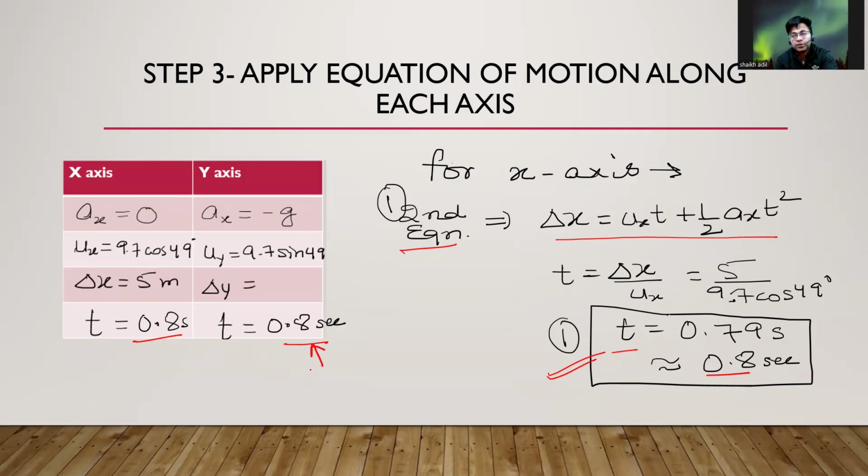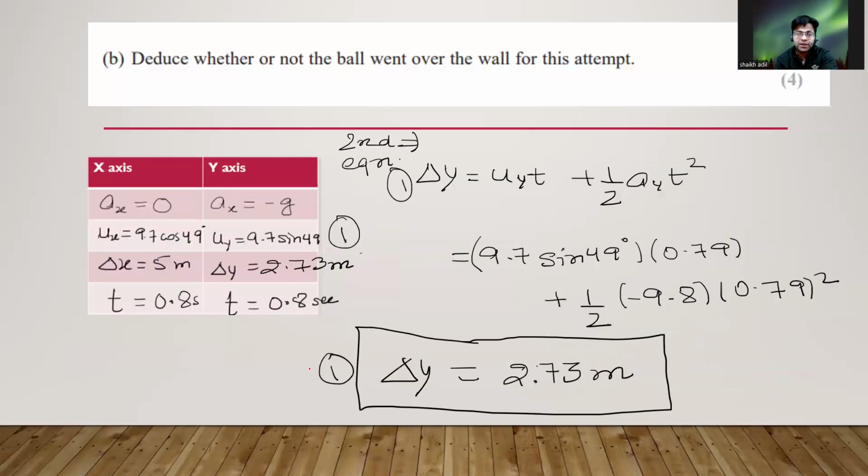So now we can do the second part of the problem. The second part of the problem is that we have to find out whether the ball will go over the wall or not. So for that, we shall obtain the y component of the displacement of the ball. For that, we have got everything on the y-axis. So we just need to find out delta y.